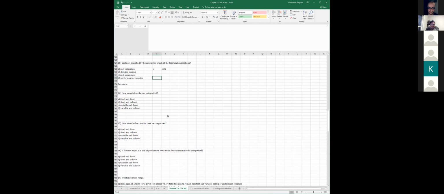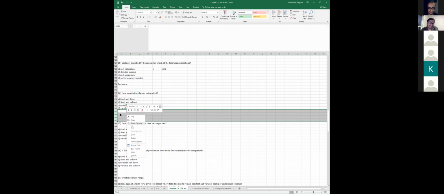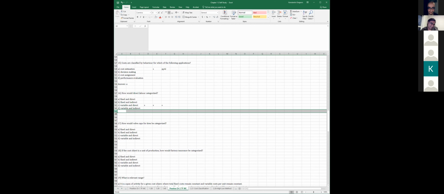How would direct labor be categorized? Fixed and direct, variable and direct, variable and indirect. Direct labor. I'd say variable and direct. It is variable and direct. Page 43. Is that by chance the answers of these questions?